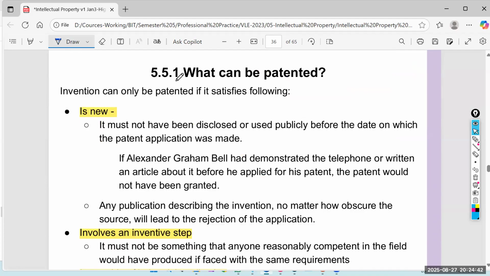What can be patented? There are conditions. Number one, it must be a new design, a new idea, a serious idea.